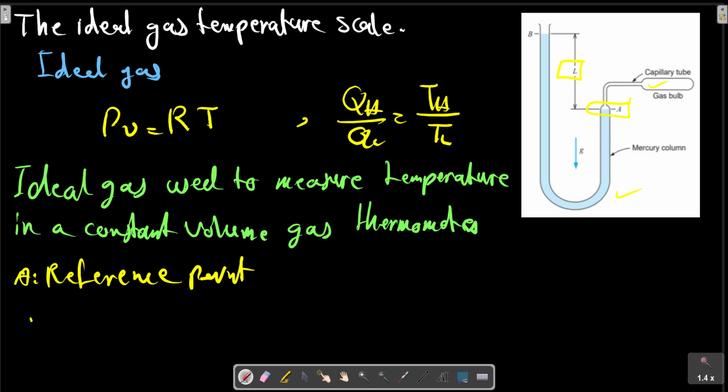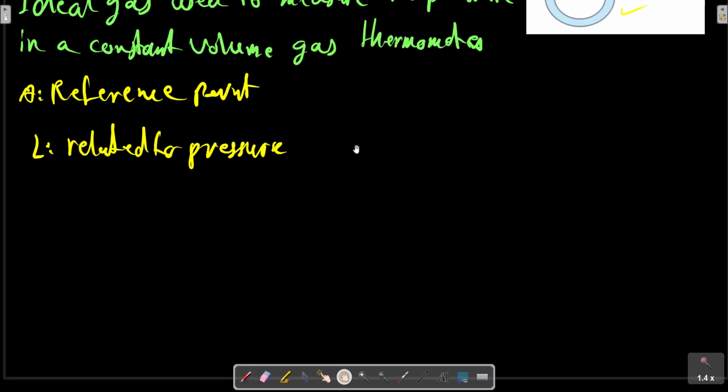The temperature is related to pressure. So let the pressure that is associated with the temperature of the triple point of water also be measured, and let us designate the pressure P triple.